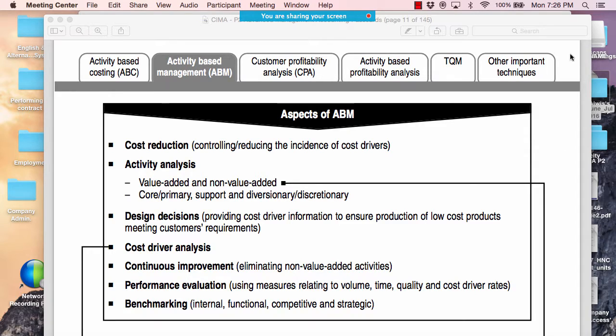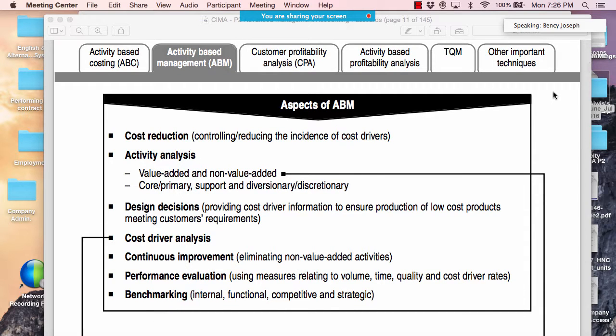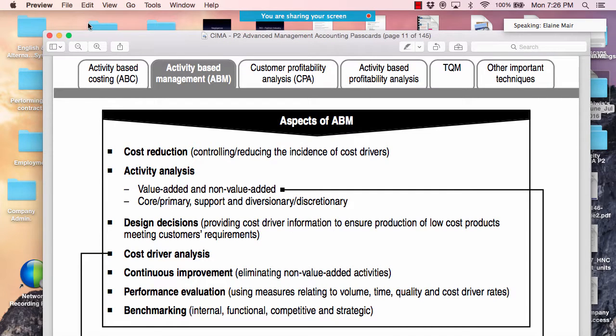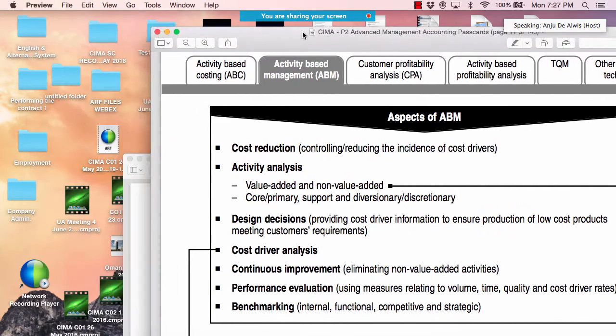Anything here that you want me to explain? Because I'd like to go to some questions. Let's go to the questions. I think that'll be better. Right. Okay. Yeah. Okay, let us go into some questions.